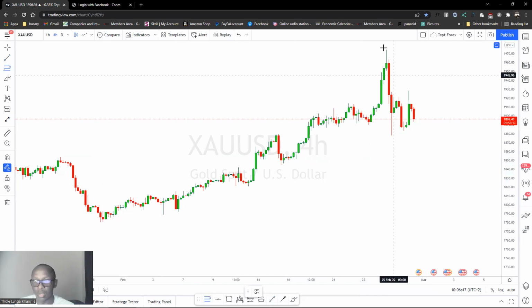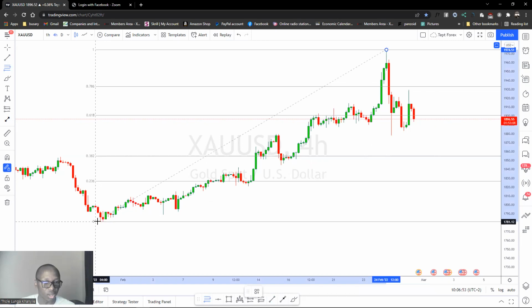So we will start from the most recent swing high to the most recent swing low. So we will have something like this. So that is how you use the Fibonacci retracement tool in your Forex trading.